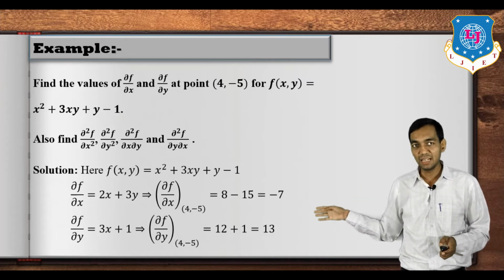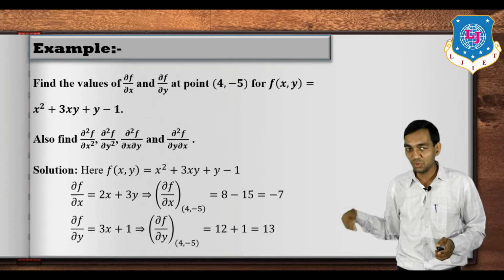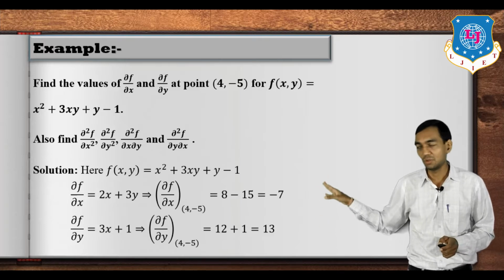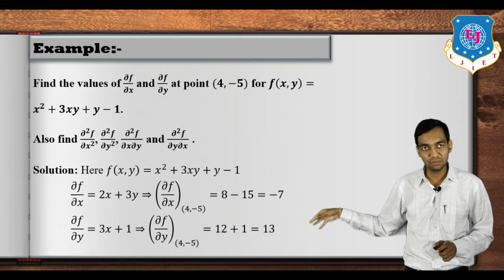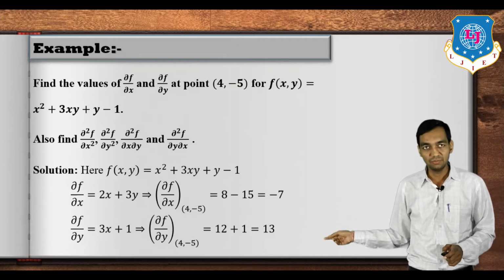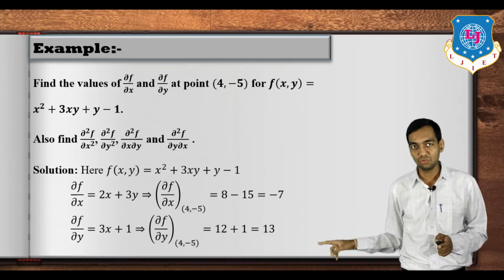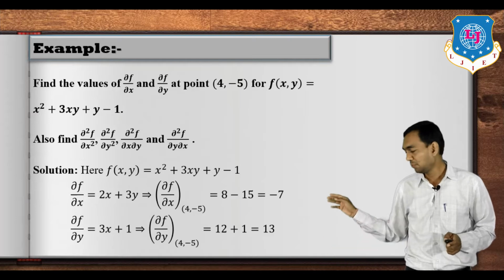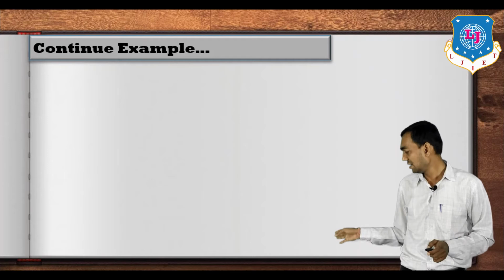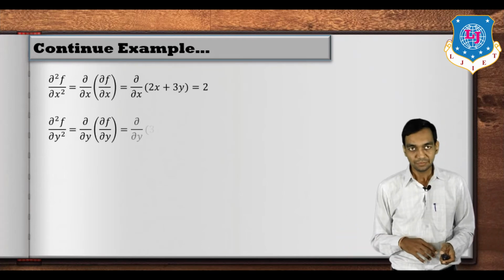In the same manner, del f by del y has a value 3x plus 1, because now you are differentiating with respect to y, that means x is treated as a constant. So x square will be constant, it has a derivative 0. In 3xy, 3x is constant, y has a derivative 1, plus y has a derivative 1, minus 1 has a derivative 0. So that will give you 3x plus 1. And if you put the point 4 comma minus 5, then del f by del y at 4 comma minus 5 has a value 12 plus 1, that means 13.